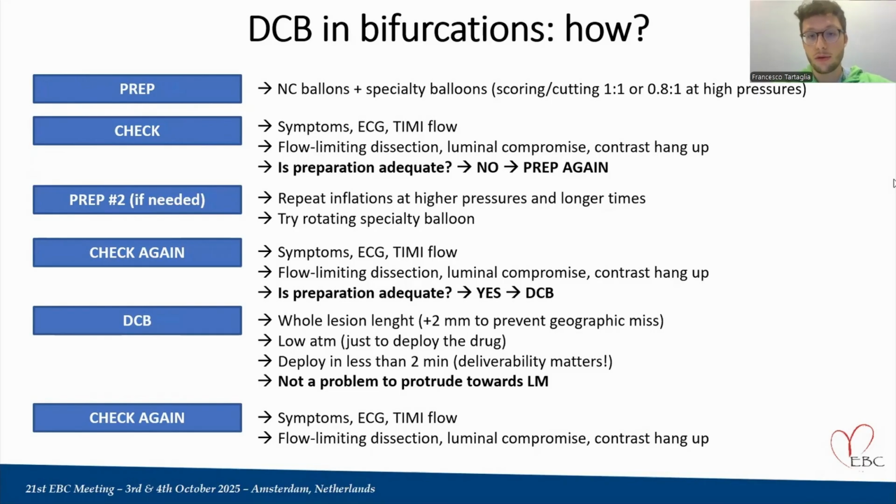After the lesion preparation, we should check for any complication, and if the lesion preparation is adequate, both with angiography and with intravascular imaging. If it is not adequate, we could use higher pressures, longer inflation time, and other specialty balloons, or try rotating the specialty balloons we already used. When we are satisfied with lesion preparation, we can deploy the DCB a little bit longer than the actual lesion to prevent geographic miss. We don't need high atmospheres, we just need to deploy the drug within 2 minutes, and it is not a problem to protrude towards the left main, as the DCB diameter will be lower than the left main diameter.